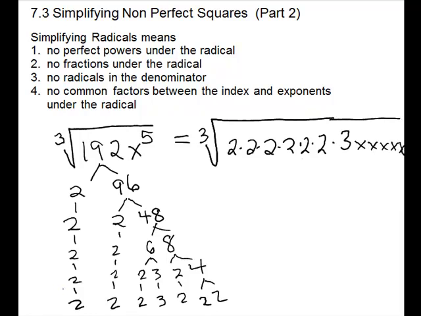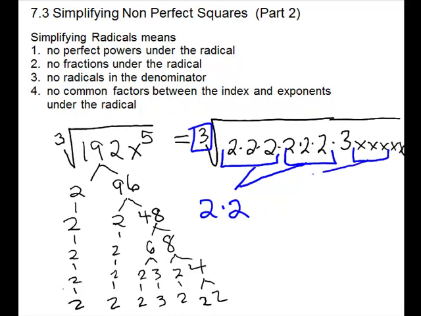Right, so our index is 3. That means 3 copies make a cube. 1 will go outside for there. There's a cube. The cube root of 8, which is a plain old 2, going to the outside. Here is another group that makes a cube. So a 2 will go out of that group. We'll multiply by the one that's outside. The 3 will stay. For the x's, 3 of them can make a group. So 1 x going outside.